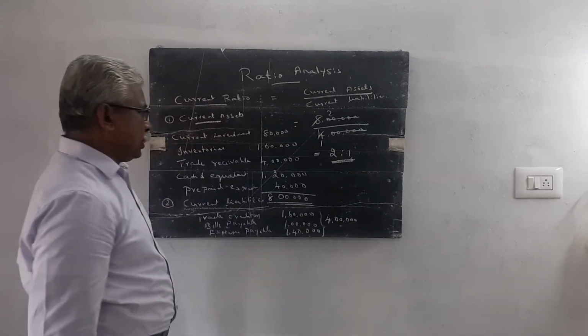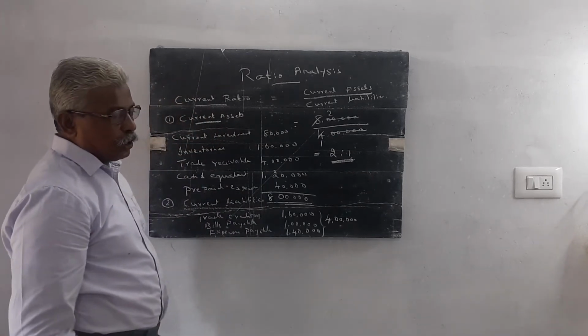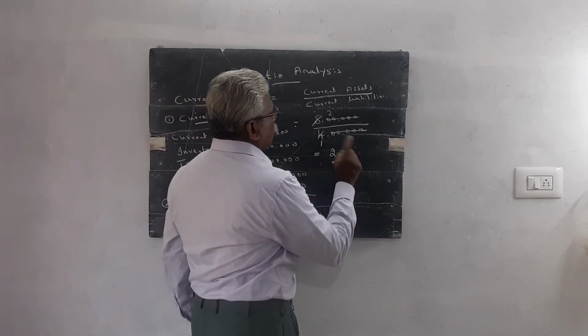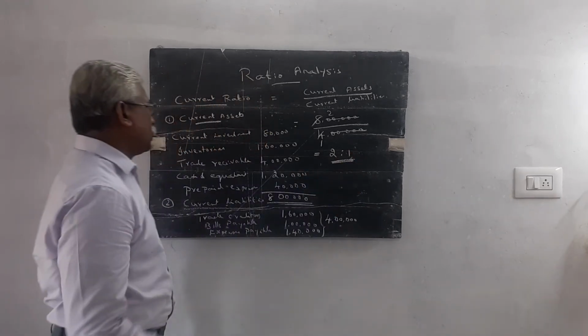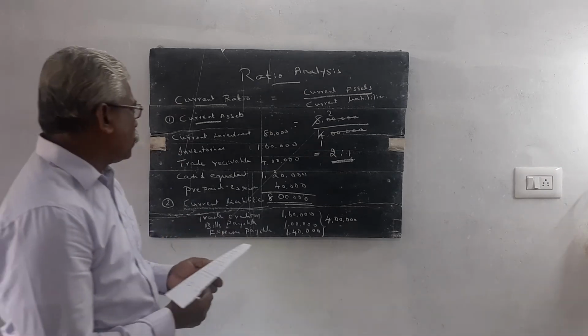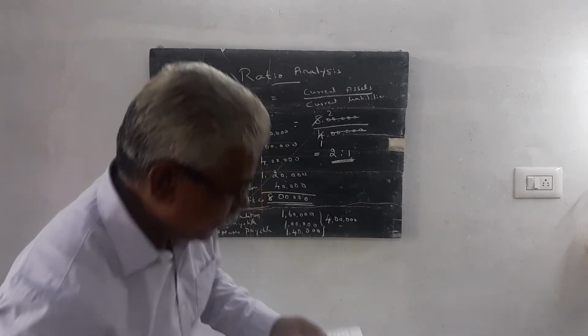The current ratio is called a liquidity ratio. Liquidity ratios are expressed in terms of proportion. 2:1 is the answer. This is the first question. Then I have one more question. Try to do the second question also.